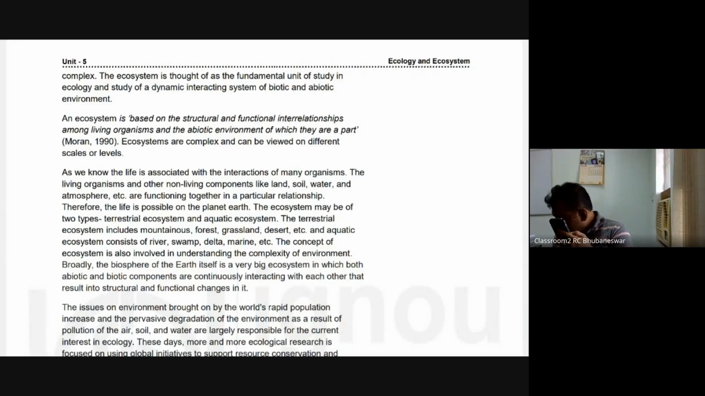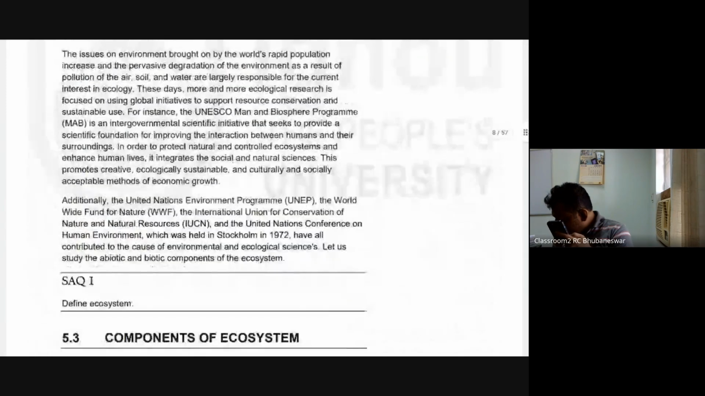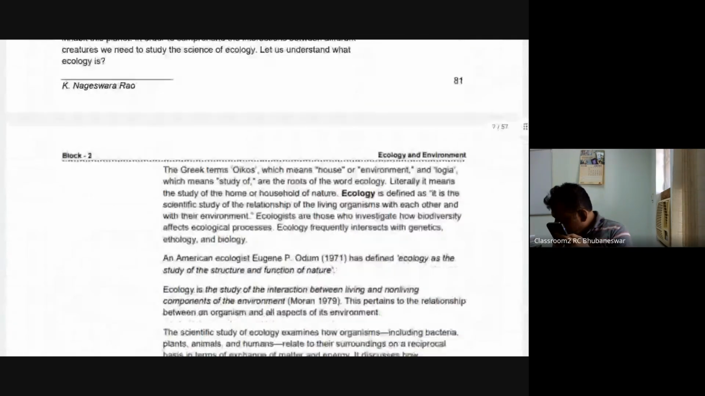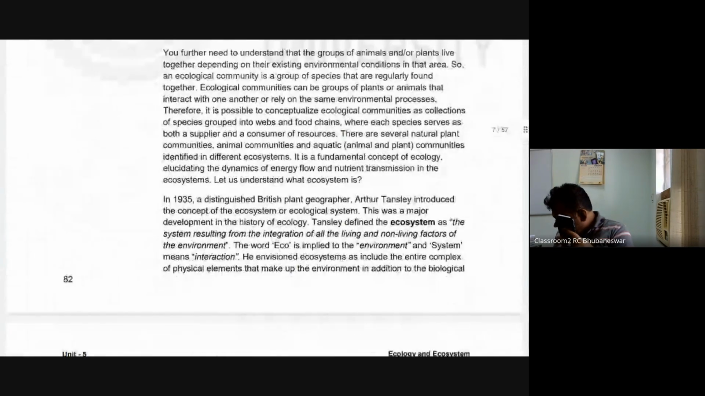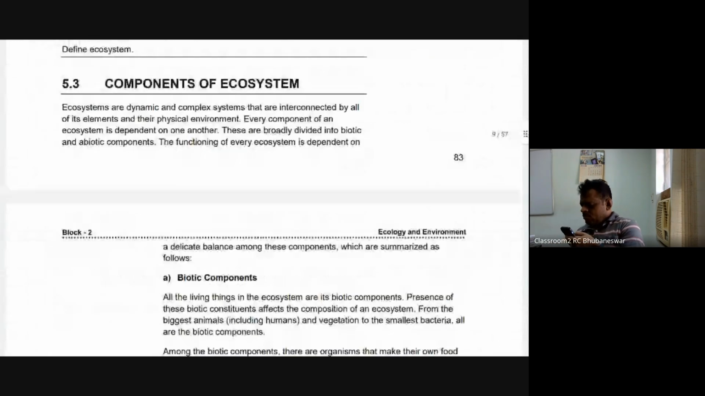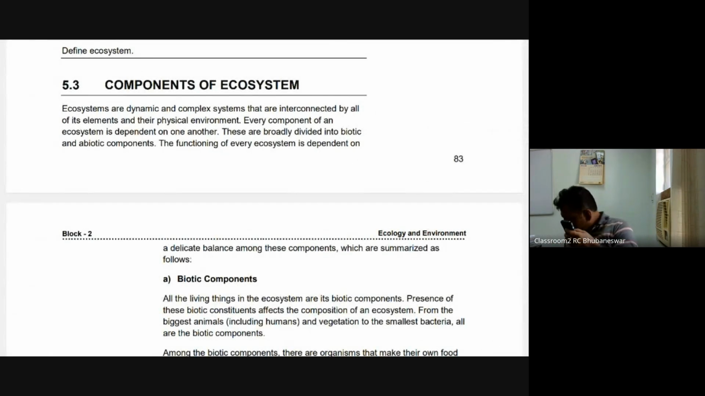Natural and functional interrelationship among living organisms and the abiotic environment of which they are basically a part. So there are different components of an ecosystem. Mostly you have three components. The first component is the biotic component, another is the abiotic component, and another is the energy component, which we'll be studying in the structure and functions of the ecosystem.